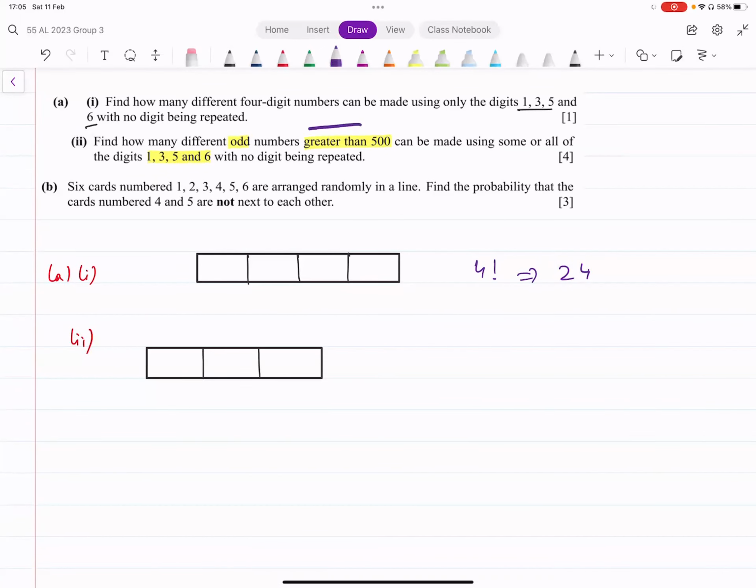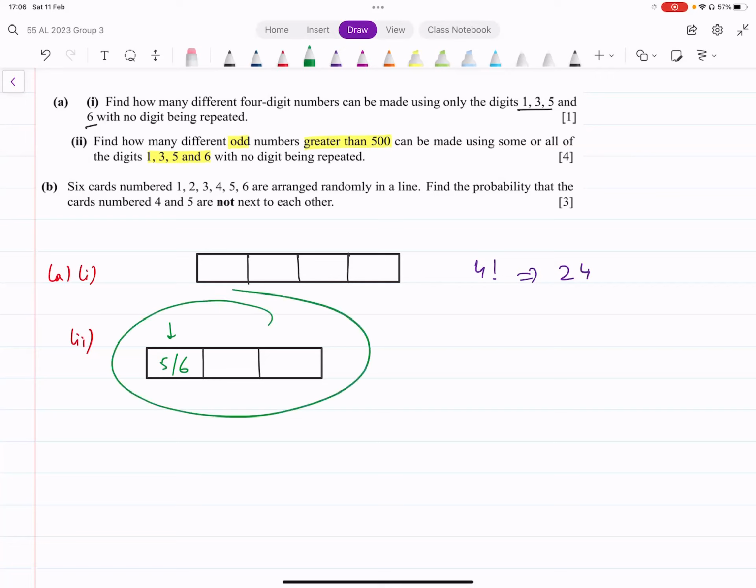Now, one condition is that the number has to be greater than 500. That means this first number can only be a 5 or a 6. If you're talking about a 3-digit number, the first number can only be a 5 or a 6. These are the only 2 numbers that you can place here, because if you place 1 or 3, then that number is going to be less than 500, and that is not going to fulfill the requirement. First number 5 or 6 में से कुछ हो सकता है, इसके अलावा कुछ और नहीं हो सकता. That's one thing. Now, what about the last digit?